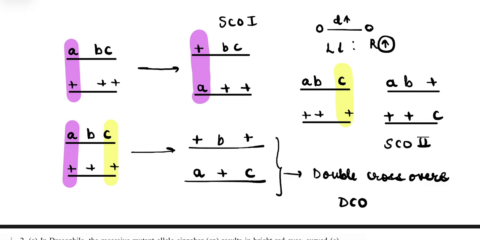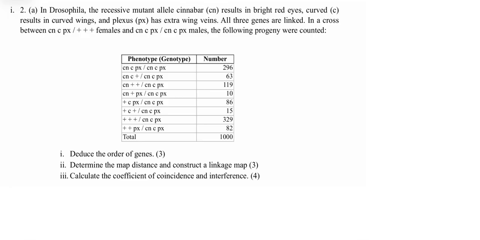Now let's come on to the questions and how do we find out and what are the formulas. All of them I will be telling you once I start solving the question. Let's look over this question. The question says in Drosophila, the recessive mutant allele, that is cinnabar, this is one of the alleles, and CN is the gene. It results in bright red eyes, and curve C results in the curved wings, and plexus PX has extra wing veins. So there are three genes which are being considered here. One of them is CN, one of them is C, and one of them is PX.